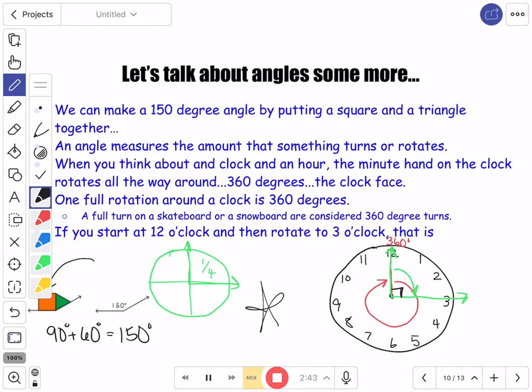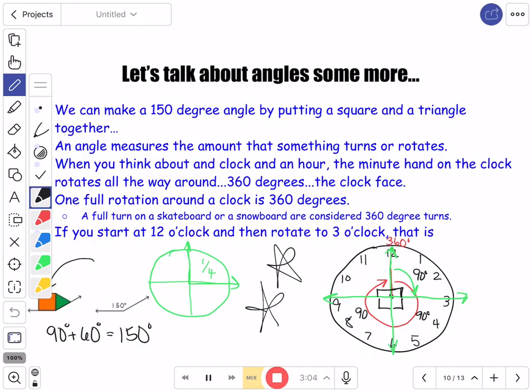So if that's 90 degrees, my Apple Pencil is just giving me issues after issues here, boys and girls. I'm so sorry. So if that's 90 degrees, then if I were to go again, another 90 degrees, and it doesn't want to work anymore. Oh no. Okay, there we go.